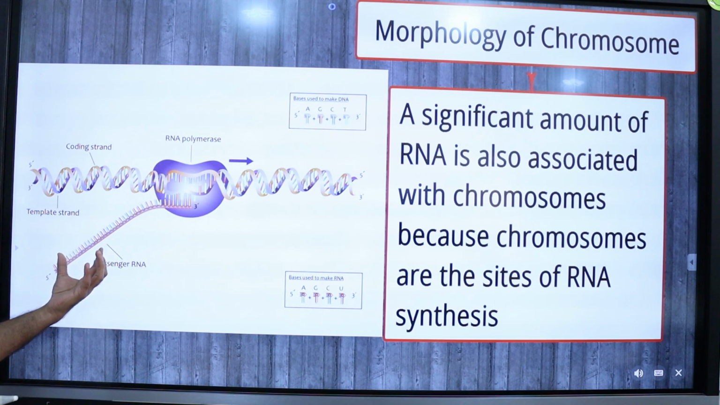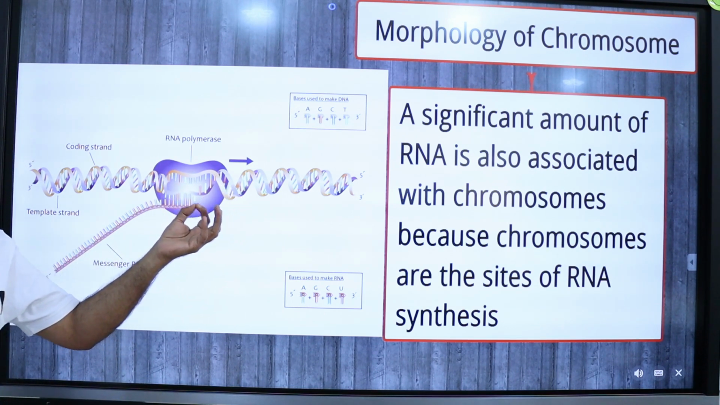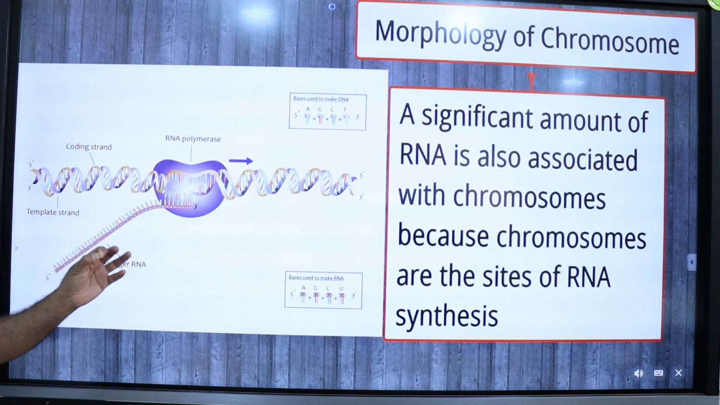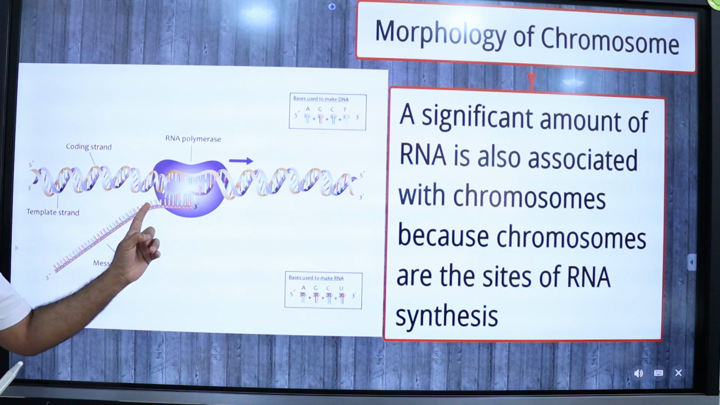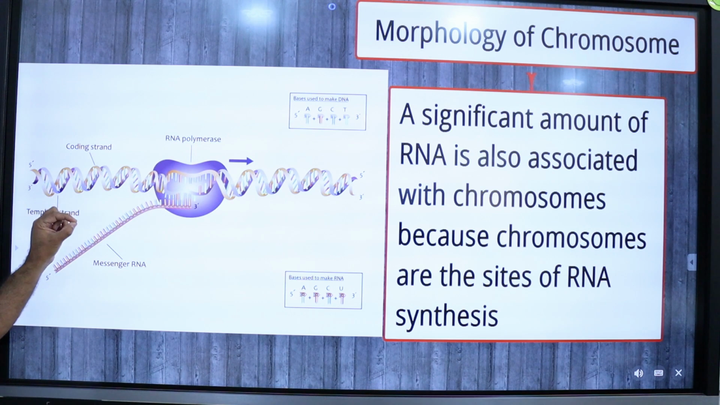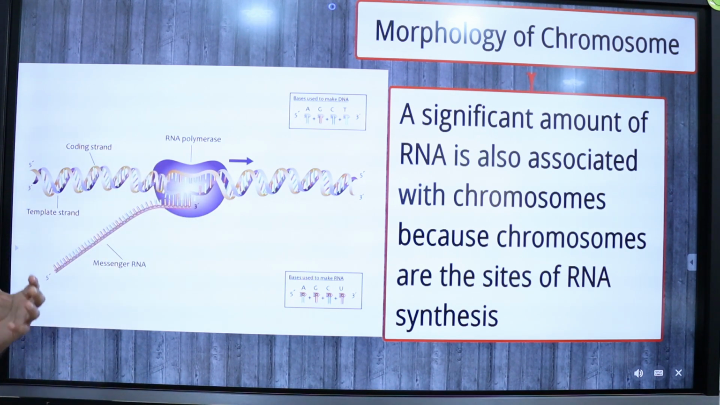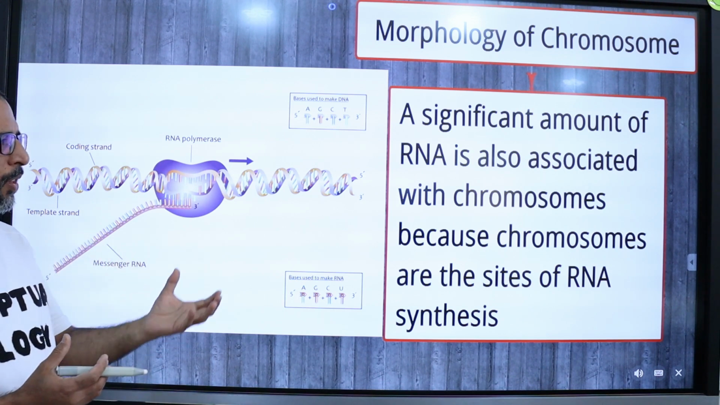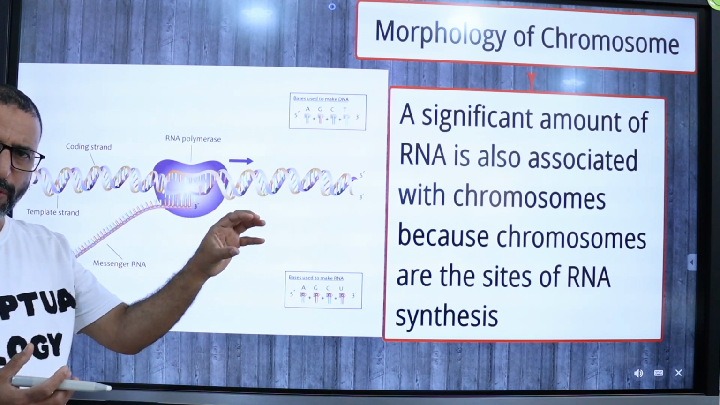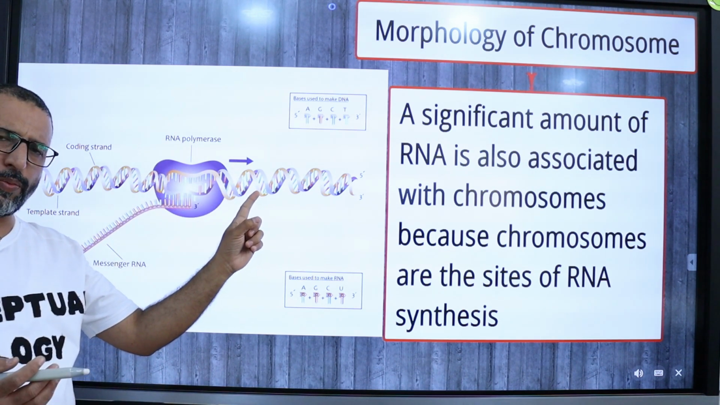A significant amount of RNA is also associated with chromosomes because chromosomes are the sites of RNA synthesis. So this is messenger RNA which is synthesized from DNA, and the process in which messenger RNA is synthesized from DNA is called transcription, which takes place inside the nucleus, and DNA is present in chromosome. So that's why mRNA and other types of RNA are also associated with chromosomes.